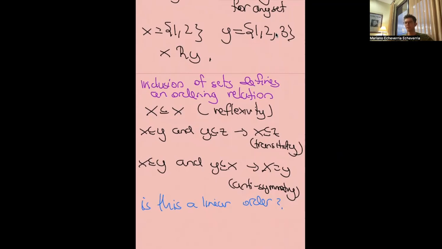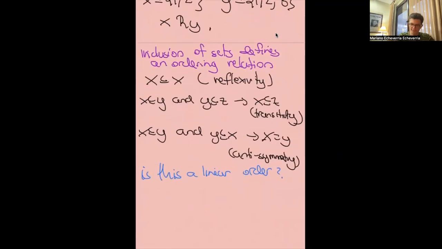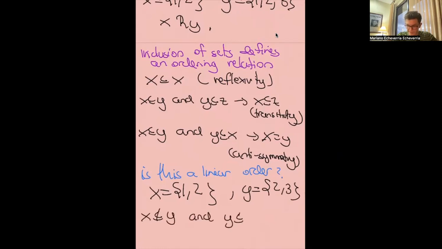Because if you have two arbitrary sets, is it the case that one of the two must be included in the other? What example? Well, they're right. It's not ordered by their size. They're being ordered by inclusion. So for example, if x is the set {1, 2}, and y is the set {2, 3}, right?